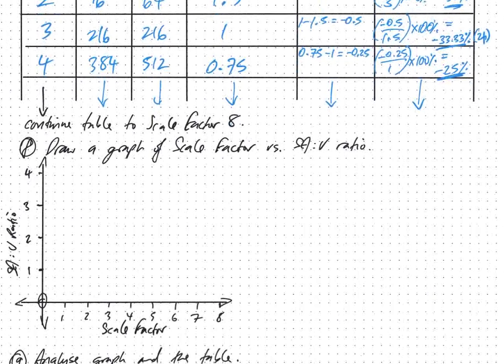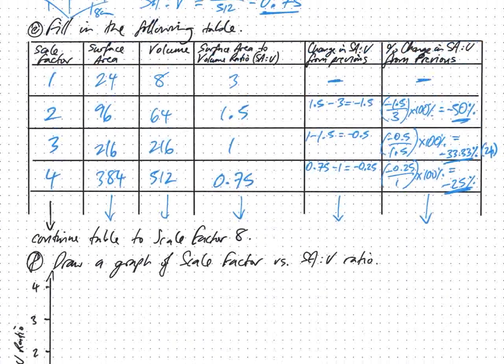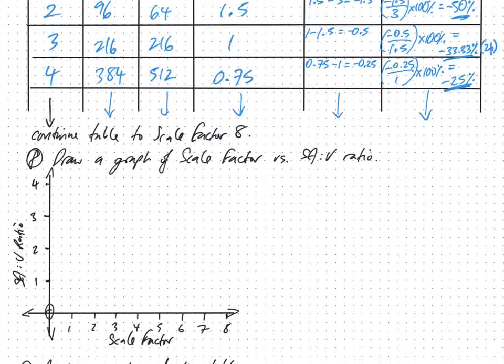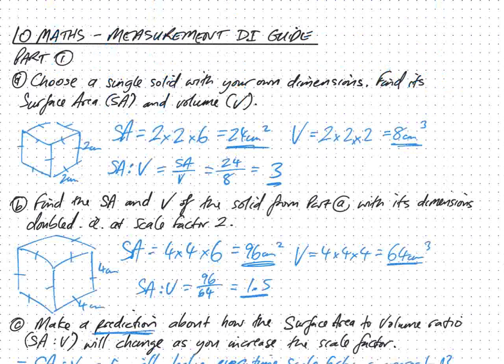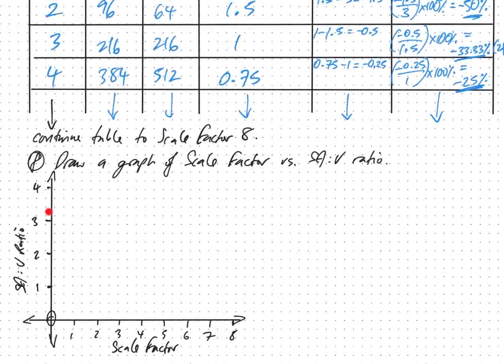And so what do we do now? We've got 2 more steps of part 1. F, draw a graph of the scale factor versus surface area to volume ratio. So the scale factors were 1 to 8. I only did up to 4. The surface area to volume ratios were 3, 1.5. So scale factor 1, the surface area to volume ratio was... This has moved. Sorry about that. The graph had moved. Now it's on the dots now. You can see there. So scale factor 1, it was at a surface area to volume ratio of 3.